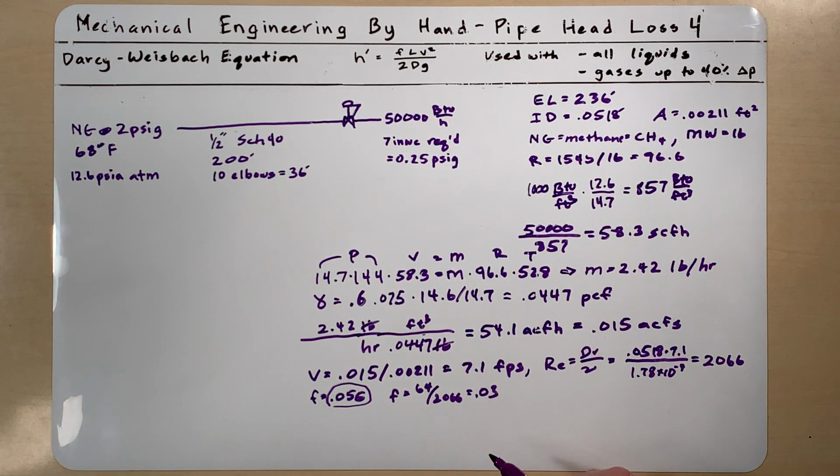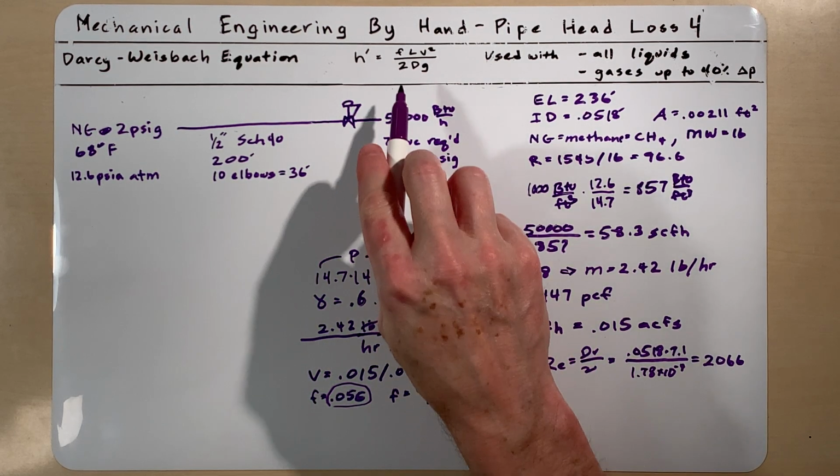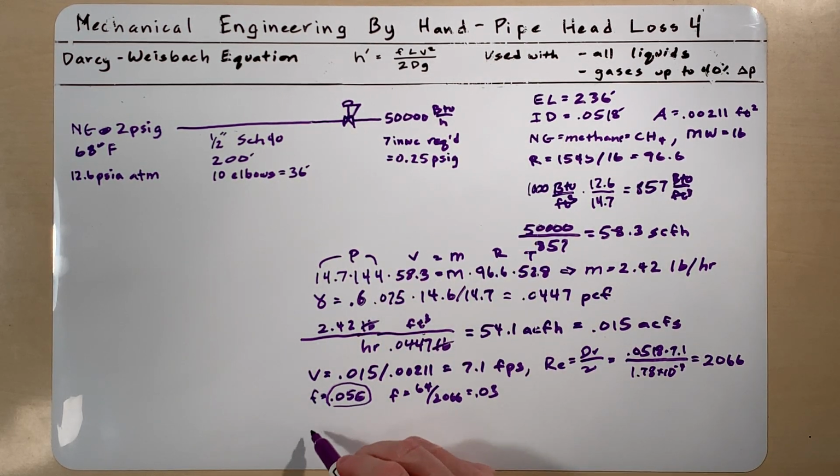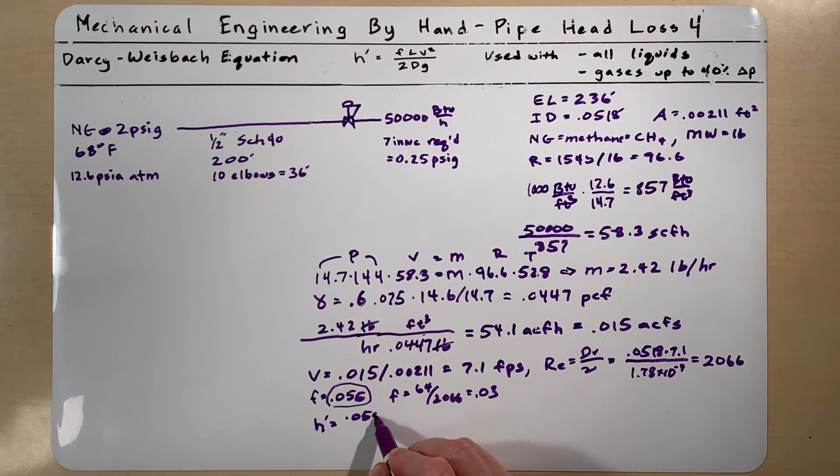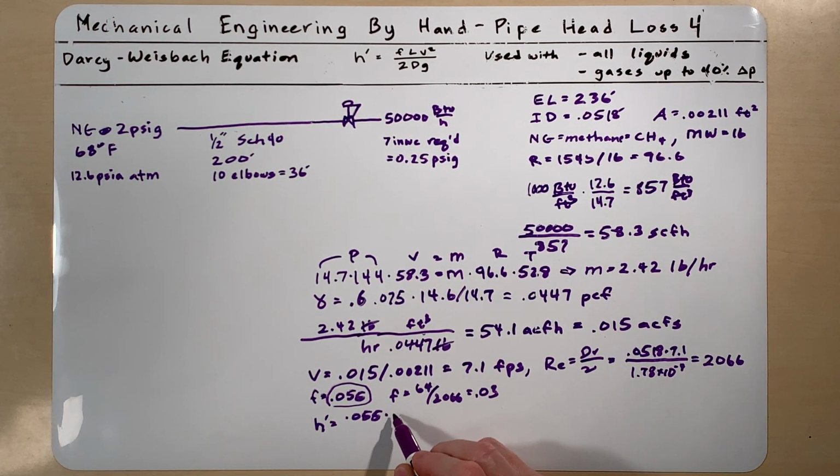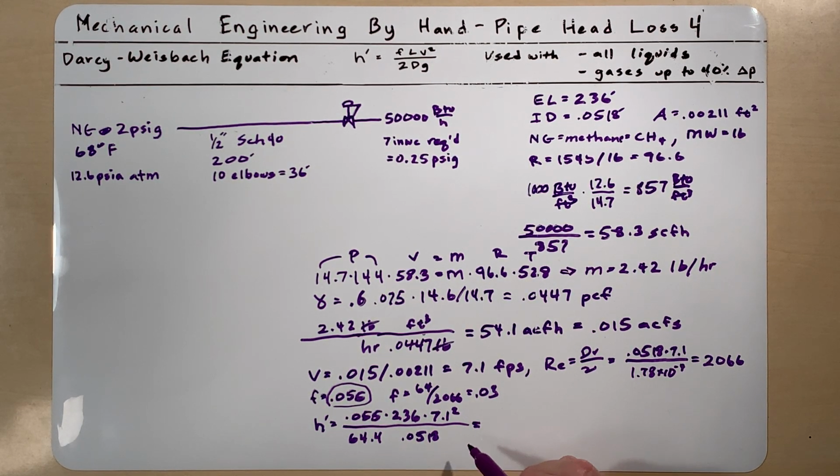Okay, so now we can use this equation to figure the head loss. So that would be 0.055 times 236, that's the length, times 7.1 squared, over 2g, which is 64.4, and the diameter 0.0518, and that equals 196 feet.